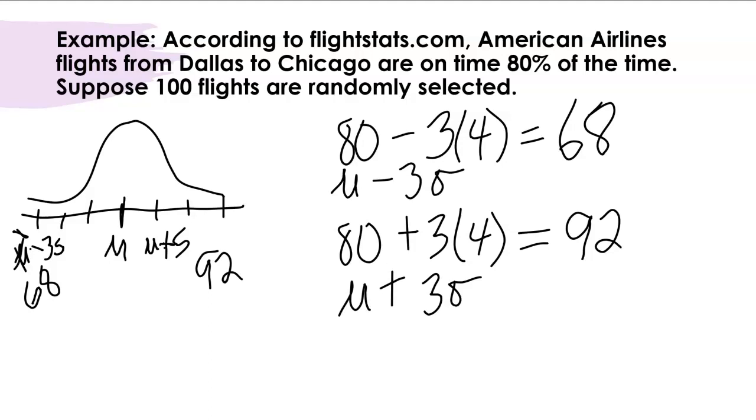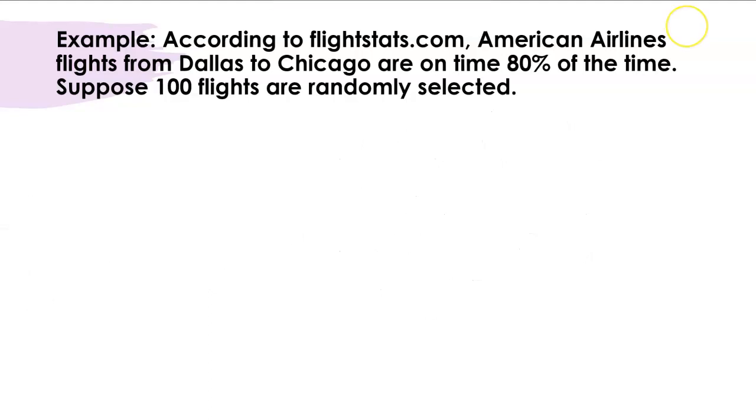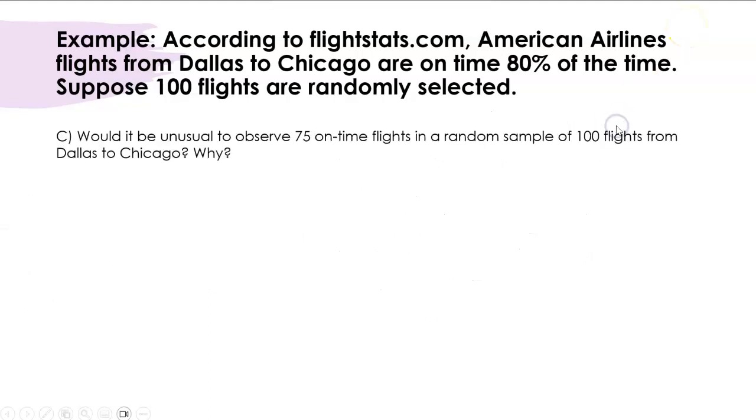So part C, which, I'm on the wrong slide, but anyway, it asked if it would be unusual for 75 flights to be on time. Since 75 falls within this range, 75 will be in here somewhere, then that's not unusual. That's pretty usual. If it falls outside, meaning bigger than 92, in this region here, or less than 68, in that region there, then it would be considered unusual. Hopefully that makes sense, okay? And that was the answer to this last part.